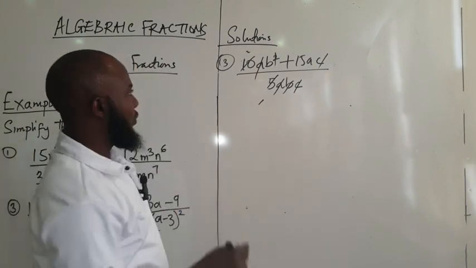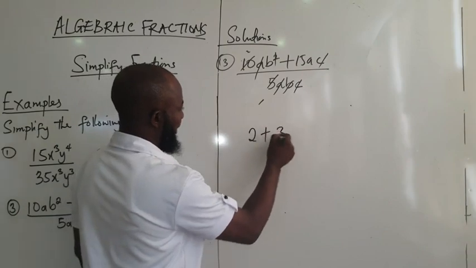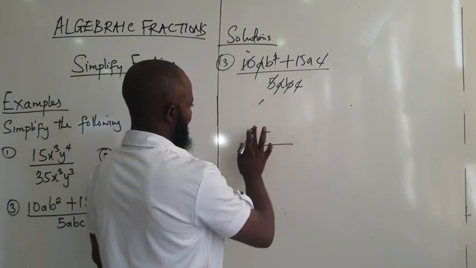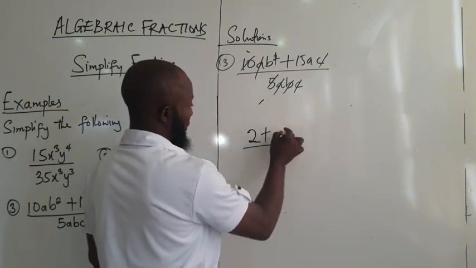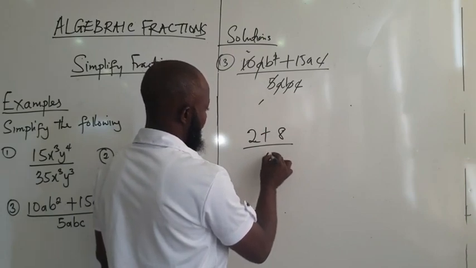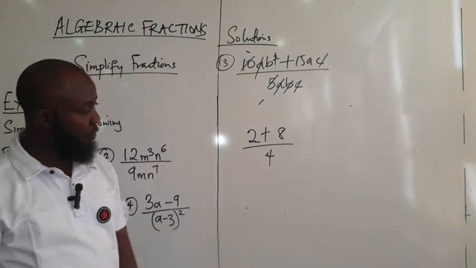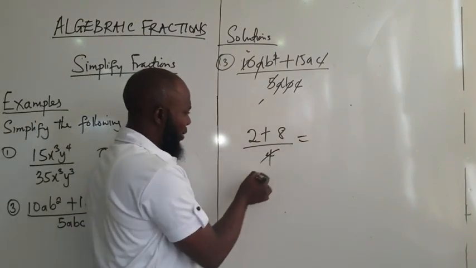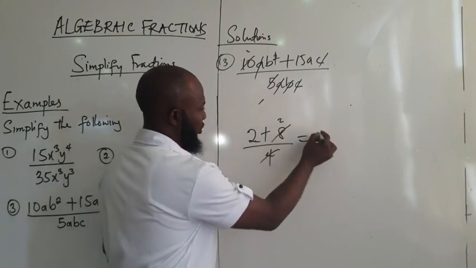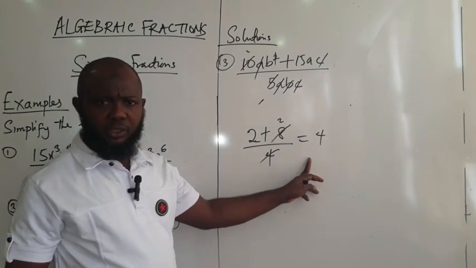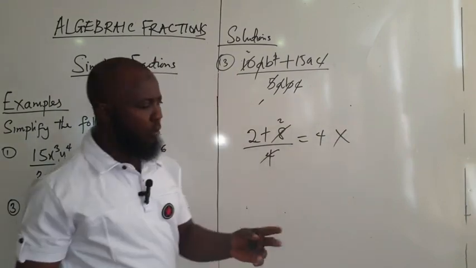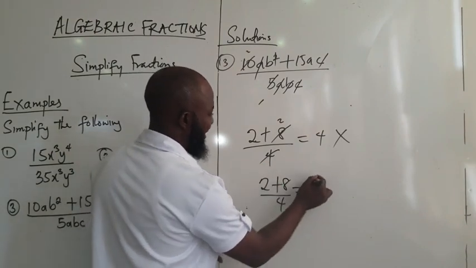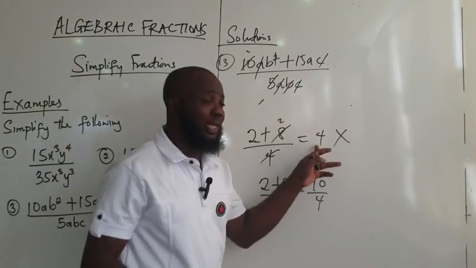Why? Just like if you have 2 plus 8 divided by 4, you have to simplify this one. If you do this, 4 here 1, 4 here 2, so that means your answer is equal to 4. Are we going to say this is correct? It is totally wrong. How? Because if you have 2 plus 8 divided by 4, 2 plus 8 gives 10, divided by 4. Will 10 divided by 4 give you 4?